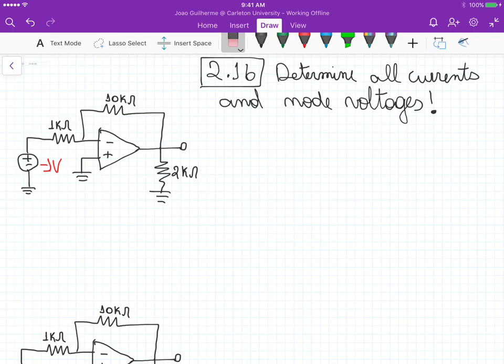Hi everyone, this is the first problem from PA10 2.16, and in this particular problem we need to determine all currents and node voltages in this circuit. So we have an inverting amplifier here using an op amp.